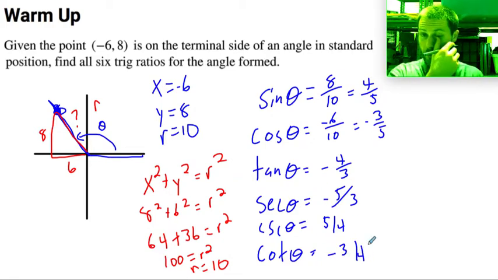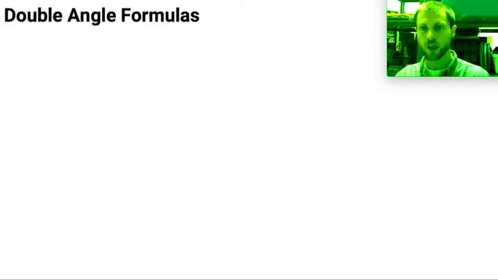So hopefully that just reminds us a little bit about how we find these other trig ratios, given some information about a terminal side, the point on a terminal side of an angle. We're going to use similar types of skills with this double angle identity. So let's kind of jump right into this. First, I'm going to give you some formulas.